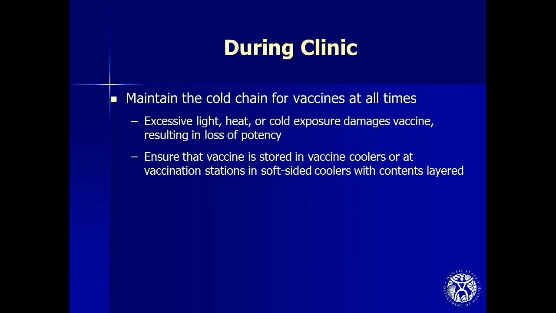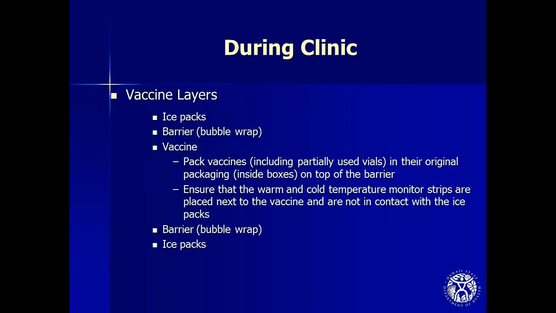The vaccine cold chain must be maintained at all times. Excessive light, heat, or cold exposure damages vaccine, resulting in loss of potency. Ensure that vaccine is stored in vaccine coolers or at the vaccination stations in soft-sided coolers with contents layered. The vaccine must always be packed in layers for insulation and to keep the appropriate temperature. This is true of the large holding coolers and also of the soft-sided tabletop coolers.